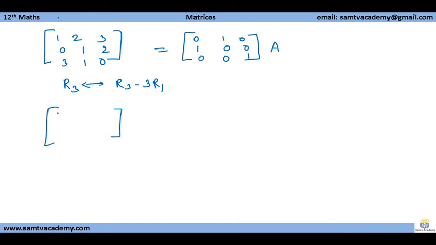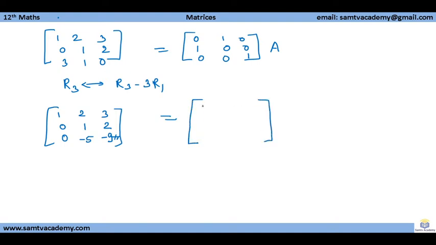First and second row we will write as it is, 1 2 3, 0 1 2. Now R3 minus 3R1. So 3 minus 3 is 0. 1 minus 6, 2 times 3 is 6, so 1 minus 6 will be minus 5. And 0 minus 9 is minus 9. So it is minus 9. Then here also we will do the same.